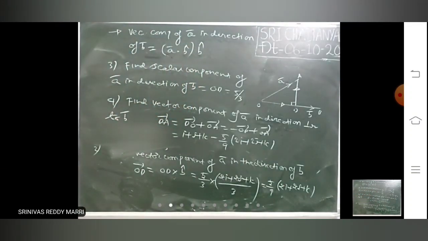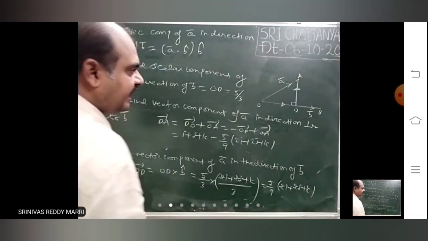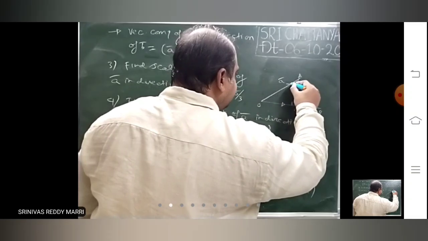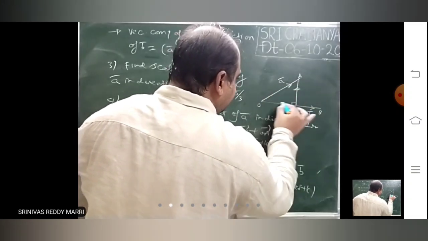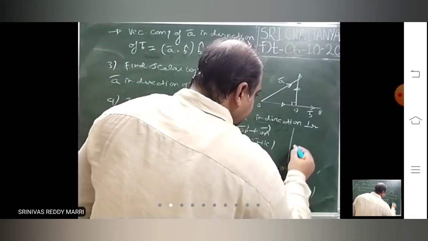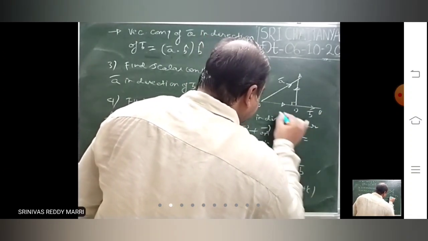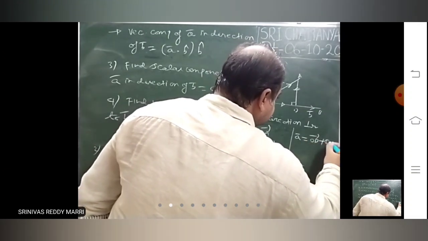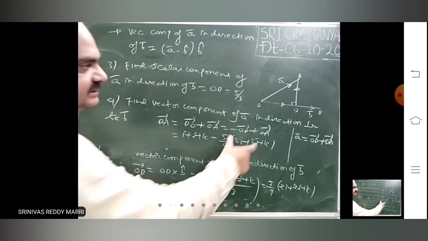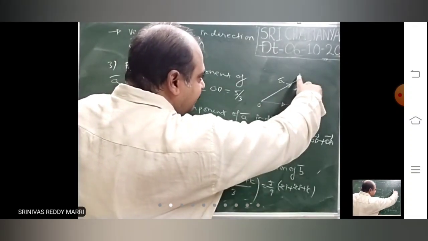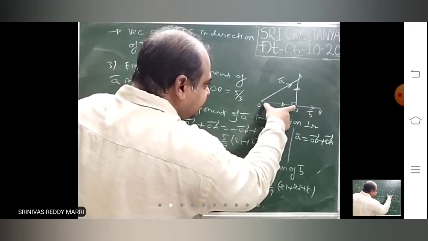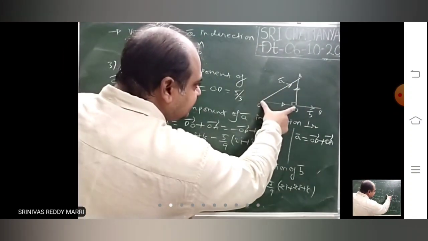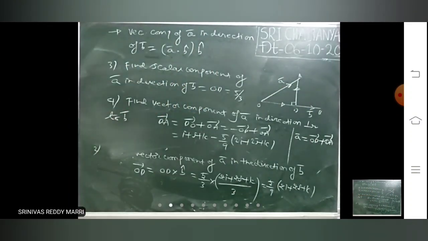This is the required vector. That means this vector is resolved into two components, OD bar and dA bar. Resultant A bar is the resultant of OD bar and dA bar. Components means it is resolved into two components: one is OD bar and another one is dA bar. One is in the direction of B bar and another one perpendicular to B bar. That means the resultant of OD bar and dA bar is nothing but OA bar.